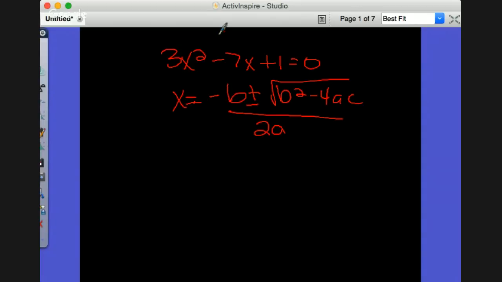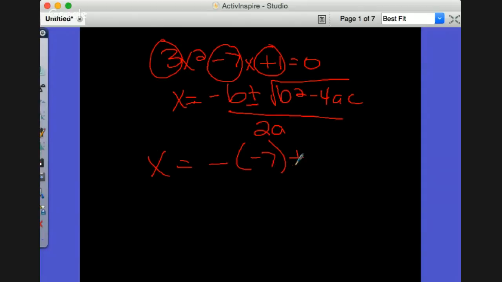As we plug in for a, b, and c, for b we're going to plug in negative 7. Make sure we plug in that negative. a is 3, and c is 1. Okay, so here we go. We have negative negative 7 plus or minus the square root of b squared. What's b squared? 49.